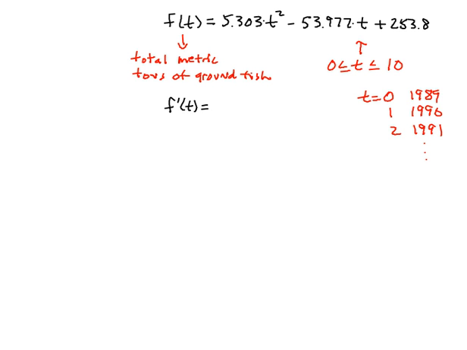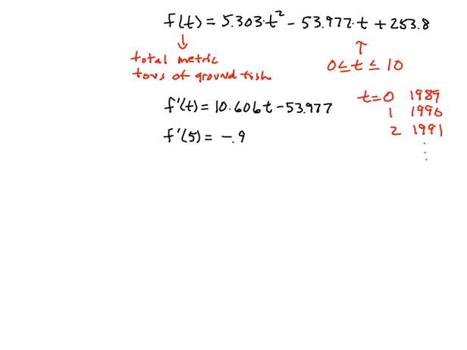and multiplying the 5.303 by 2 I get 10.606, dropping the exponent by 1, and then my next term's derivative is simply 53.977. So I have a derivative function, and to evaluate this for 1994 I'm going to let t equal 5. Notice the pattern there. And I get a negative 0.9 for that.